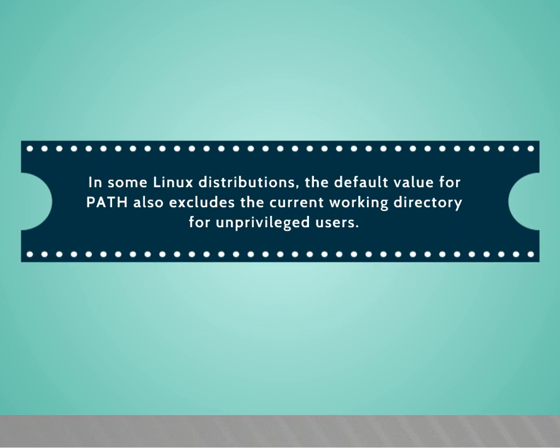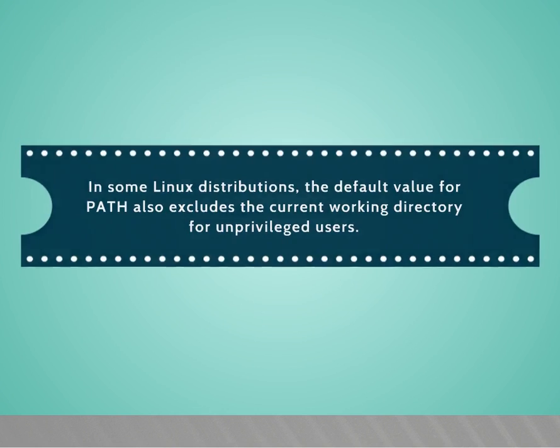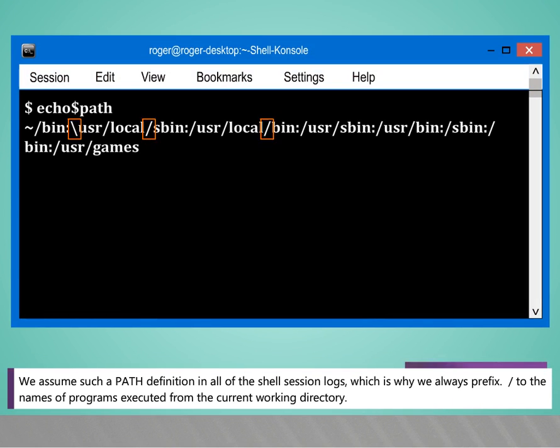In some Linux distributions, the default value for PATH also excludes the current working directory for unprivileged users. We assume such a PATH definition in all of the shell session logs, which is why we always prefix ./ to the names of programs executed from the current working directory.